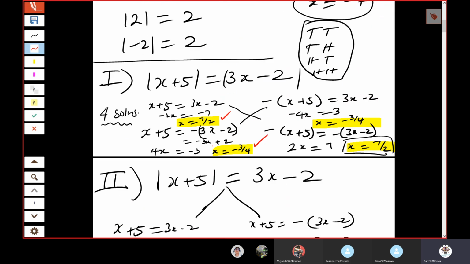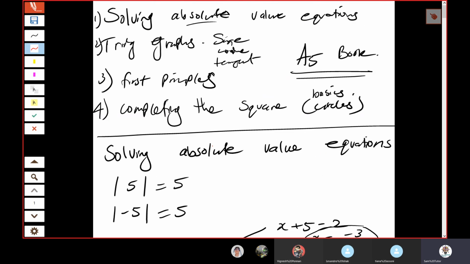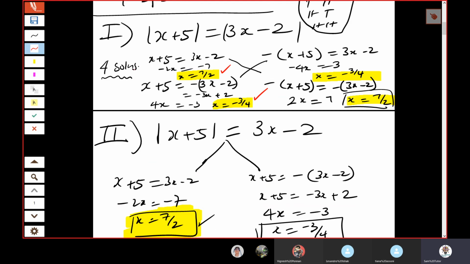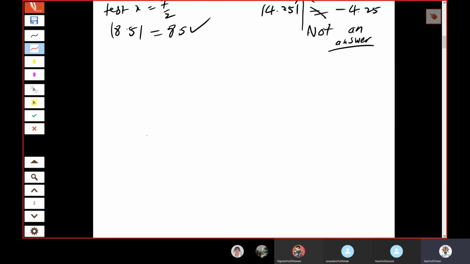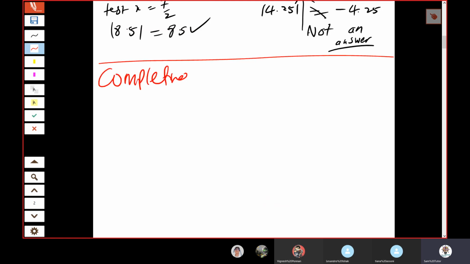Okay. If there are no questions, we'll go to the next one, which is completing the square. Another one that I do a bit differently to your teachers, because I do it in one line. So that's the only difference.